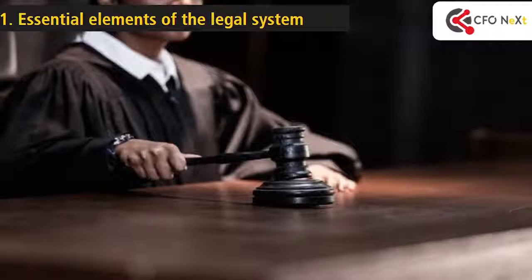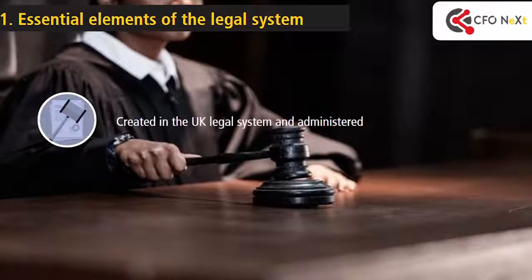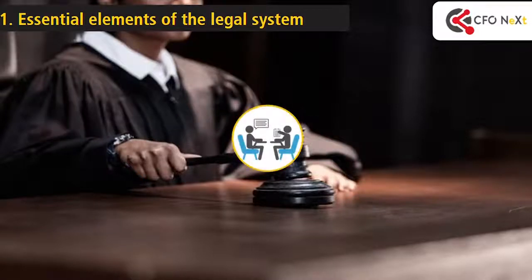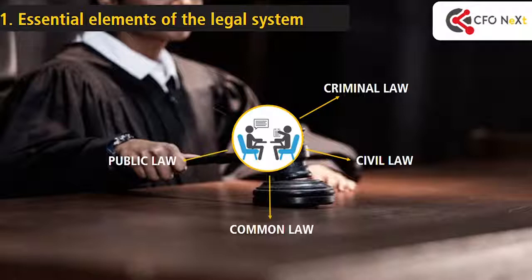Essential elements of the legal system. This section begins with coverage of the concept of law. Further, it explains the way laws are created in the UK legal system and administered. Students have to learn the finer distinctions between criminal law and civil law, between common law and civil law, and between public law and private law.